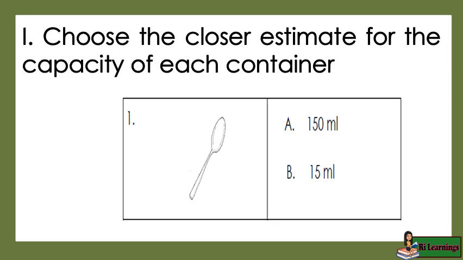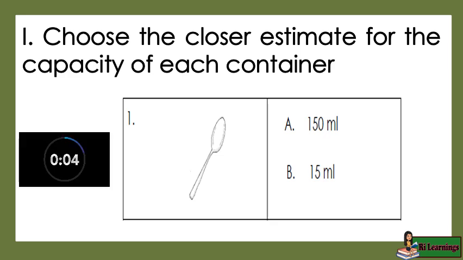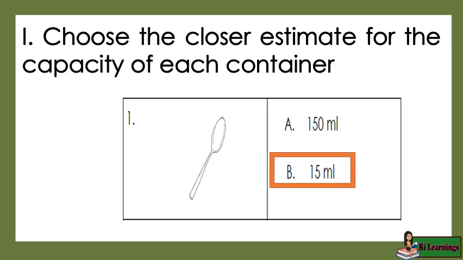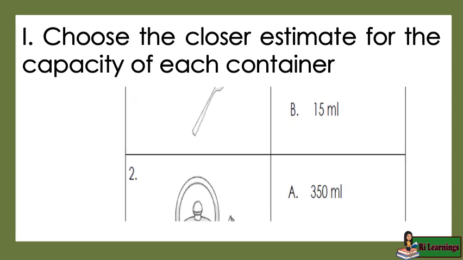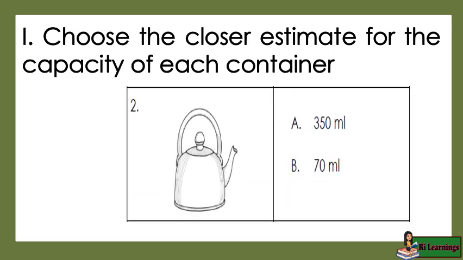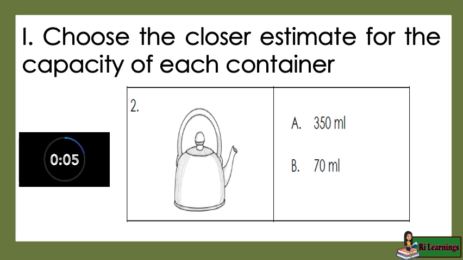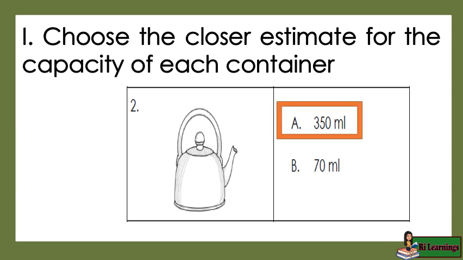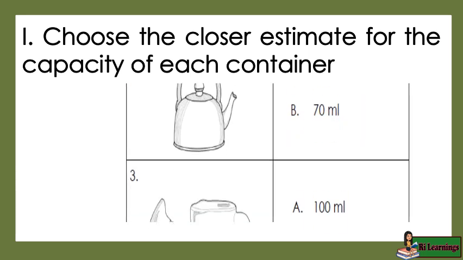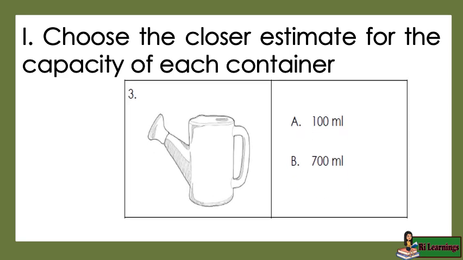Choose the closer estimate for the capacity of each container. 1. Spoon. 2. Kettle. 3. Watering can.